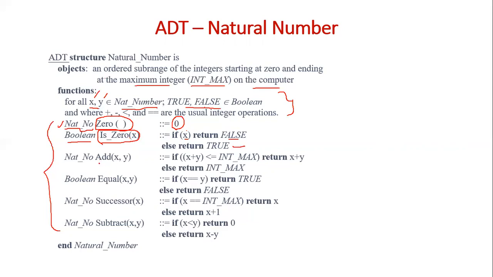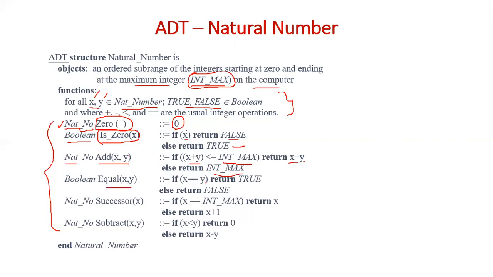And this function add x, y will add two natural numbers and return the result. But before adding, it will ensure that the sum is not exceeding int_max, because this is the highest natural number you can specify. So your sum cannot go beyond int_max. It will perform x plus y. If x plus y is less than or equal to int_max, it will return x plus y. Otherwise, it will return int_max, which is the highest natural number. So it returns a natural number.